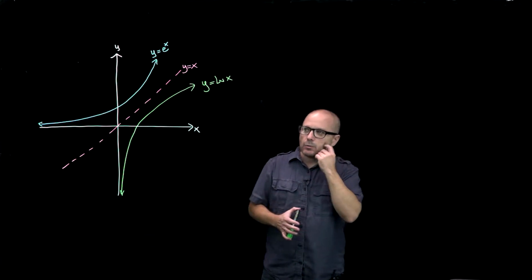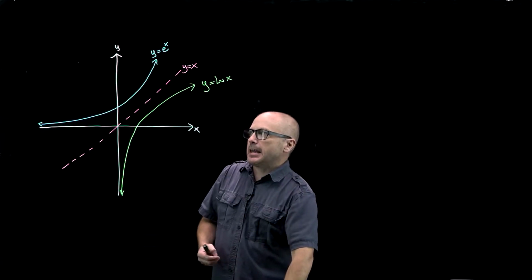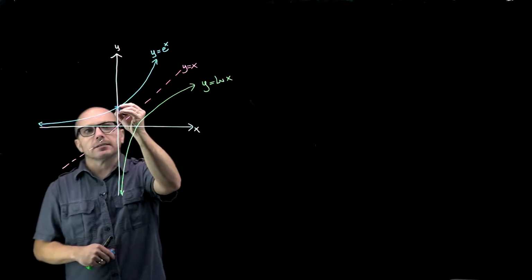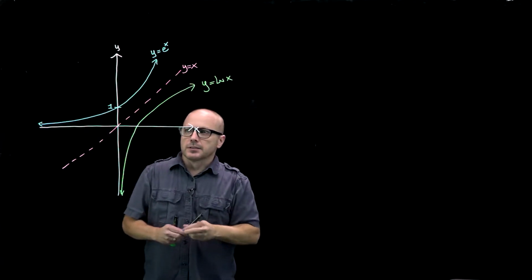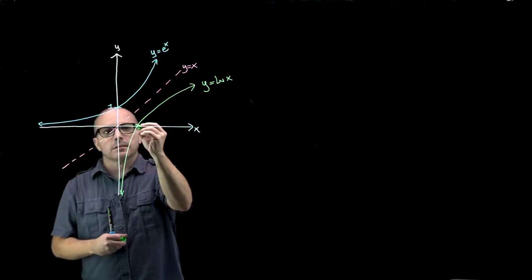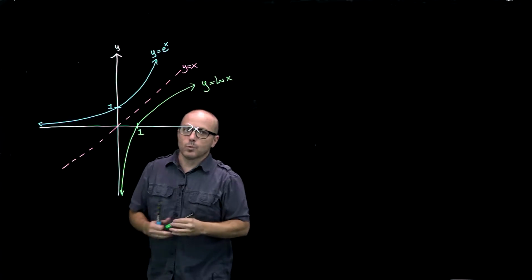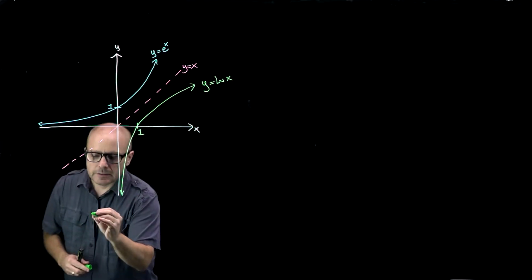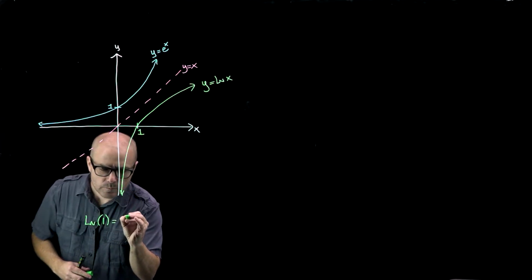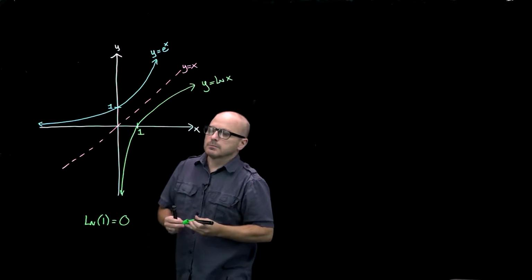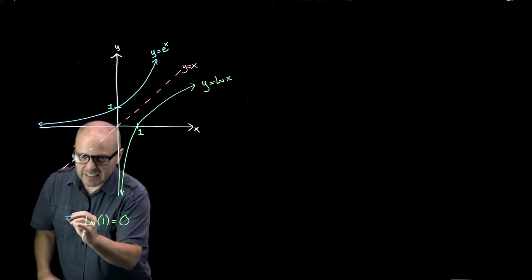So just from that, what do we know? Well, we know that e to the 0 is 1. So that tells us that over here, natural log of 1 is 0. That's a fact we know. It comes from the fact that we know that e to the 0 is 1, so that's the corresponding fact we're getting that from.